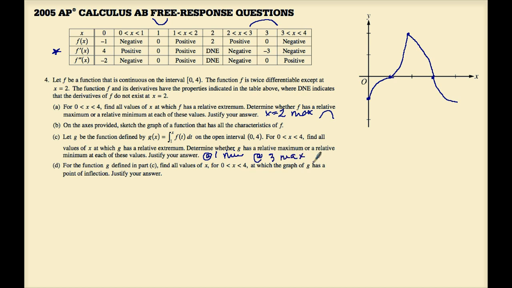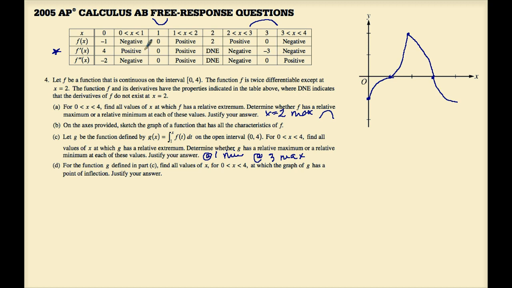Letter D. For the function g defined in part C, find all values of x for 0 less than x less than 4 at which the graph of g has a point of inflection, and justify your answer. Since g double prime of x is f prime of x, we need to see where these values are equal to 0 or do not exist in order to determine whether we have any points of inflection. This is happening at 1 and at 2.